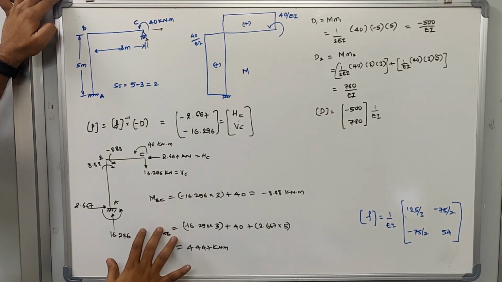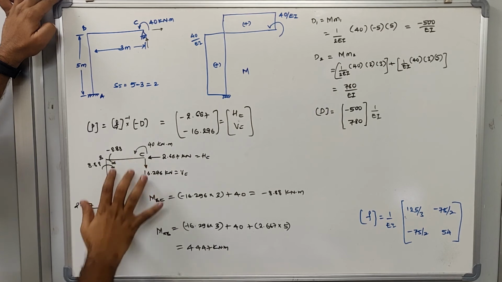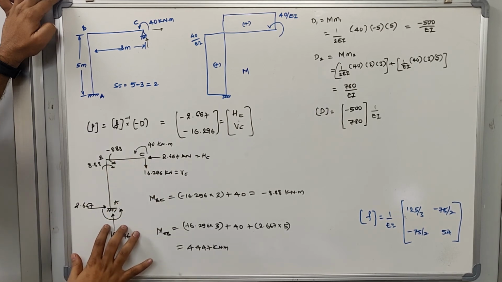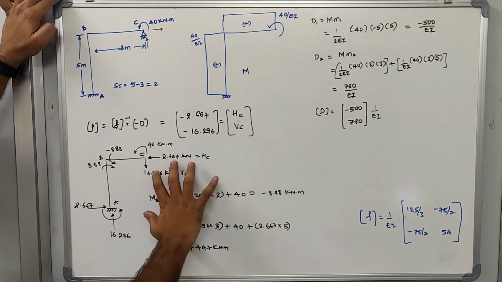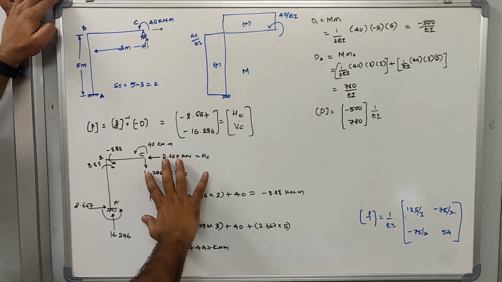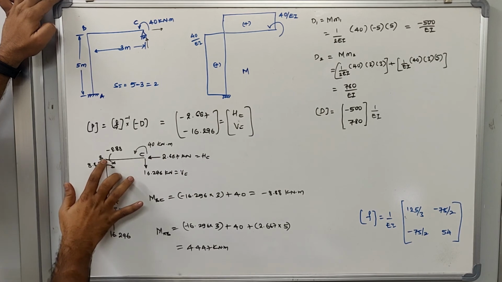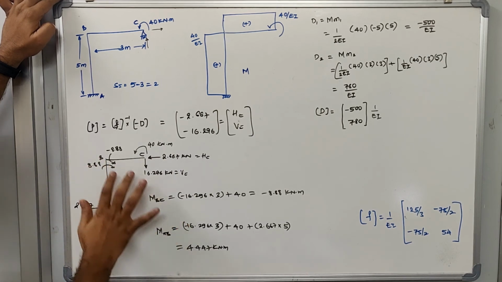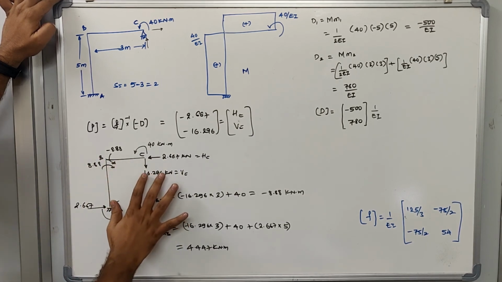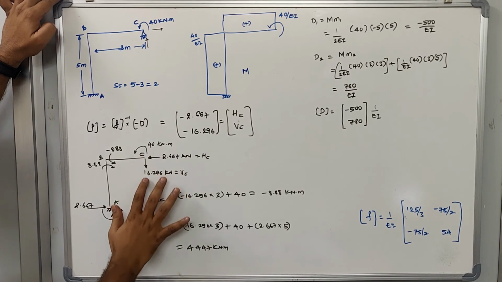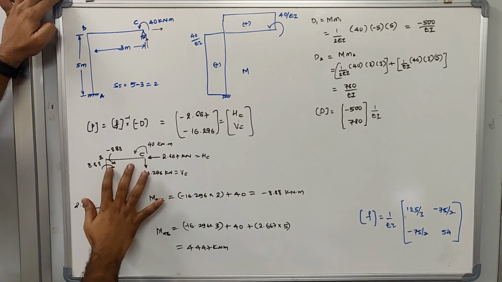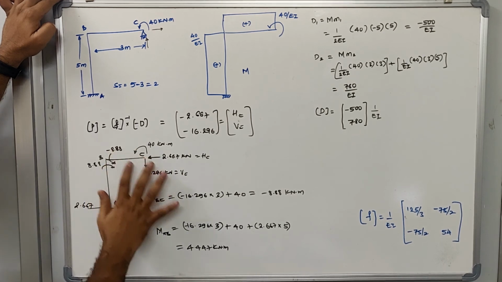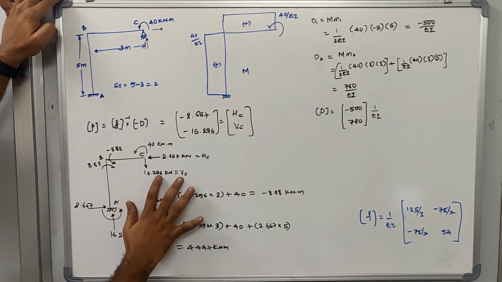Now let us determine how much is the moment at B and how much is the moment at A. If you want to determine the moment at B, I'll take the moment of these forces at the joint B. So MBC is equal to, let us go for the vertical reaction, 16.296, multiplied by the distance till B, which is 3 meter. So this is 16.296 into 3.